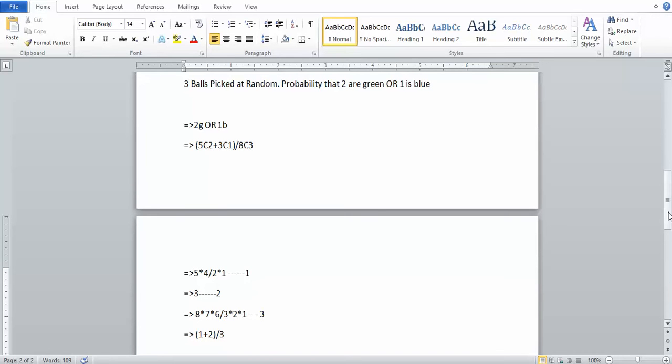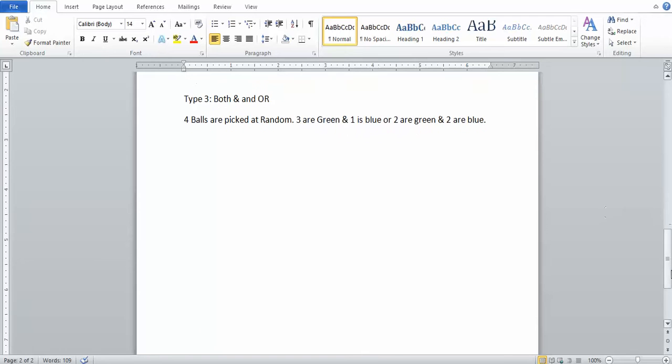We'll go for the third type. Type 3, both AND and OR. Question is, 4 balls are picked at random. 3 are green and 1 is blue, or 2 are green and 2 are blue. While reading only, you put up braces to the question so that you will get a clear idea to draw the equation. 3 are green and 1 is blue. Put braces here. And 2 are green and 2 are blue.